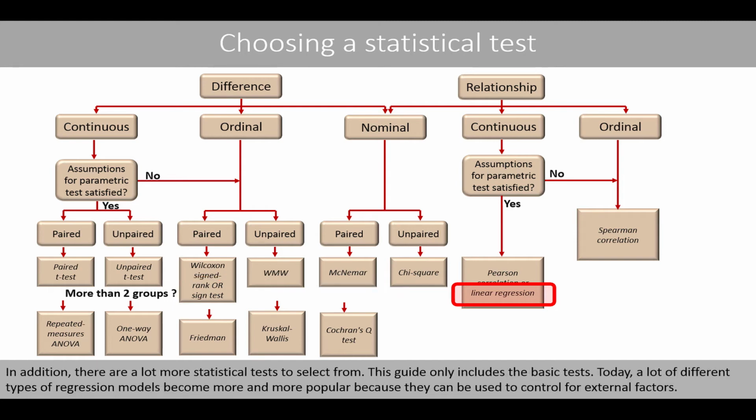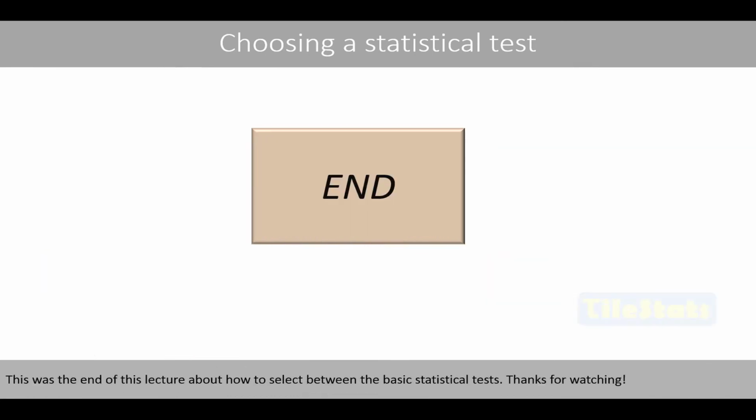In addition, there are a lot more statistical tests to select from. This guide only includes the basic tests. Today, a lot of different types of regression models become more and more popular because they can be used to control for external factors. This was the end of this lecture about how to select between the basic statistical tests.